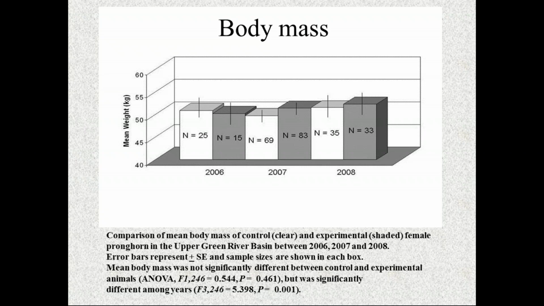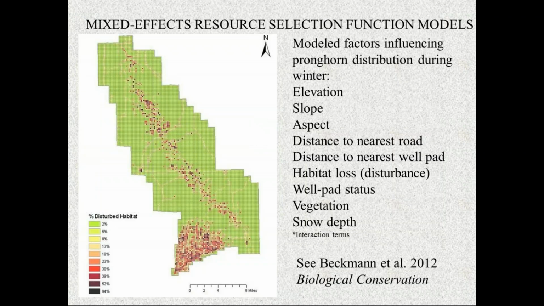And as well for body mass, we saw no differences between females in control areas versus those that were experimental animals using the gas fields. And so really the take-home message is we did not see any demographic effects. However, one of the things we saw was a big shift in the distribution and resource selection of pronghorn during the winter. And so to examine this, we used mixed effects resource selection function models.